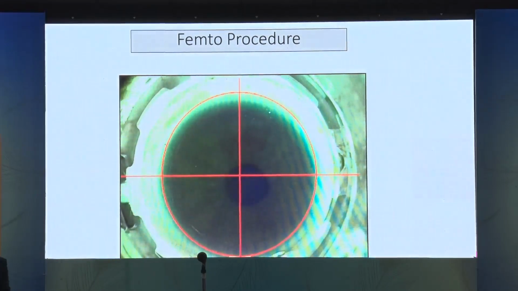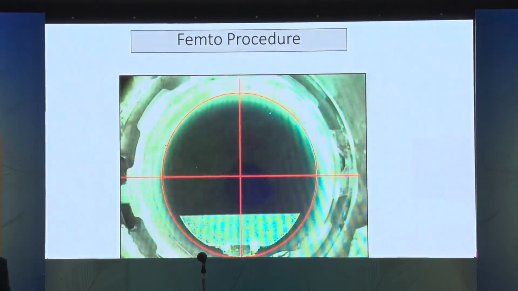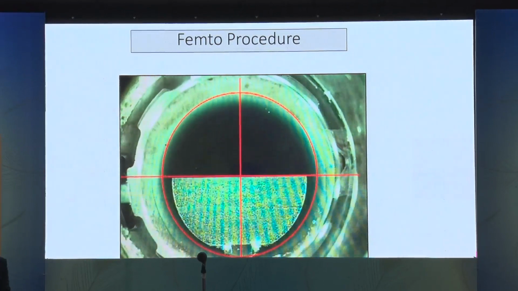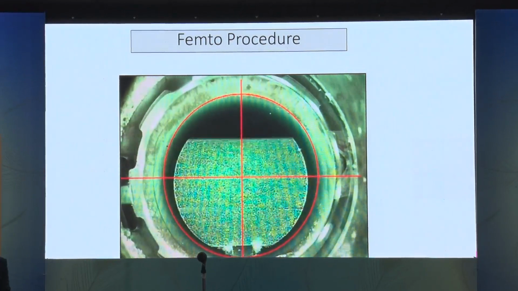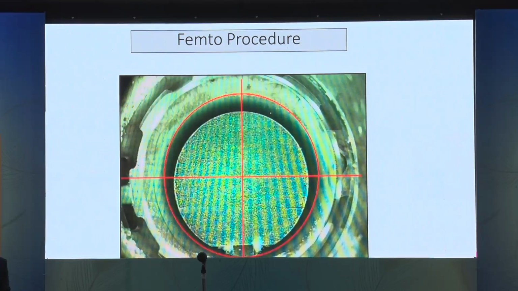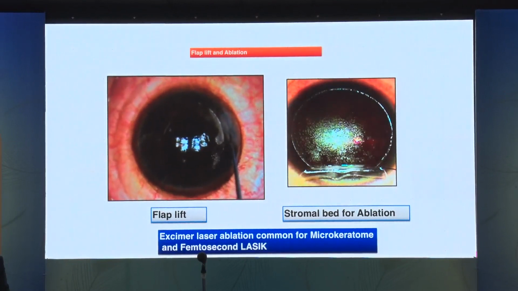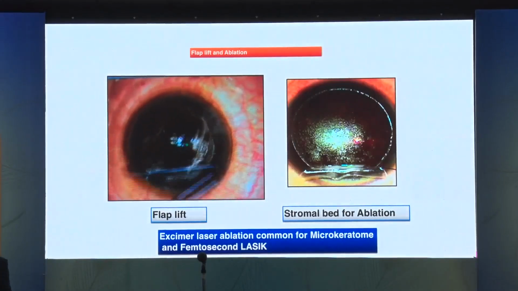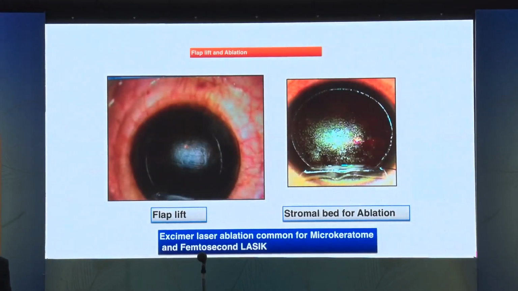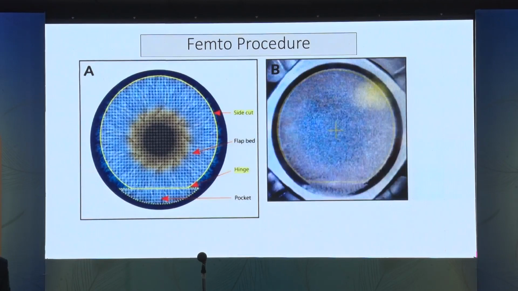This is the other machine which is mainly in vogue these days, which is the FS200 from Wavelight. As you can see, the way the flap is created is slightly different. There's a canal instead of a pocket in this, and I'll come to that in the subsequent slides and explain why that's important. So the flap lift, generally what we've seen in our experience is that the Wavelight's flap lift is a little bit smoother and less sticky compared to the IntraLase system.